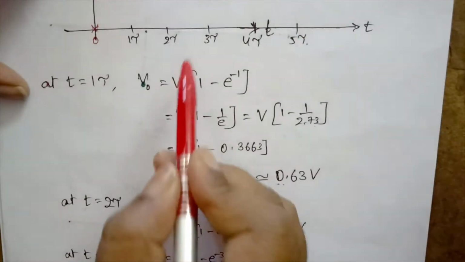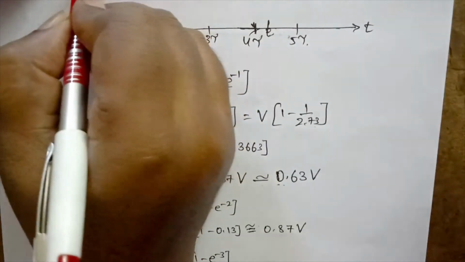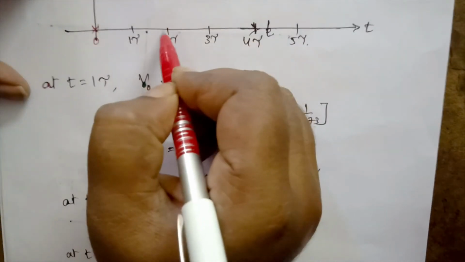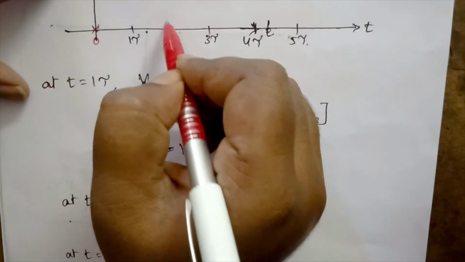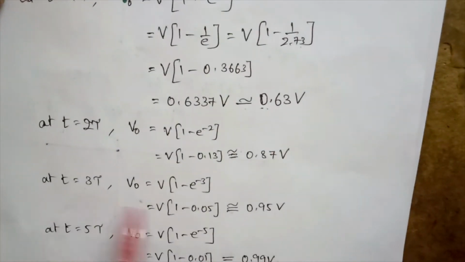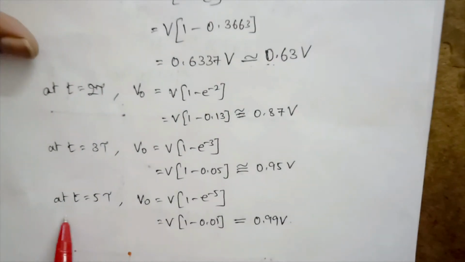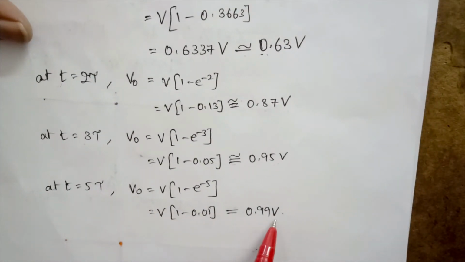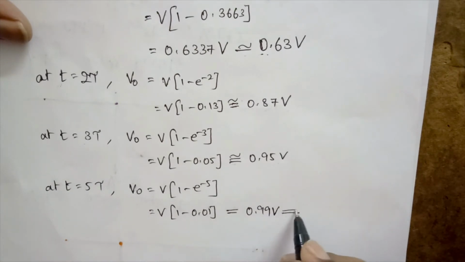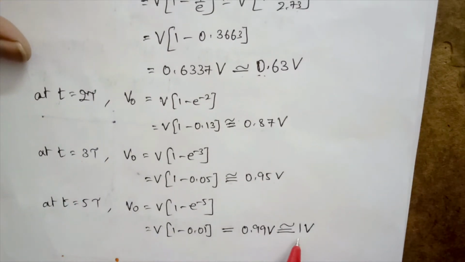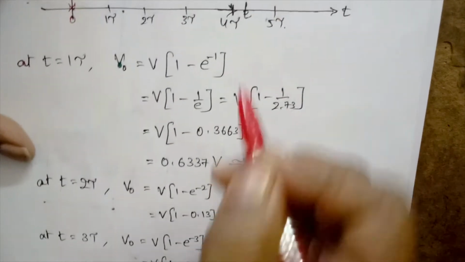So at t equal to 2 tau, we are getting 0.87, and at 3 tau we are getting 0.95. Next, at t equal to 5 tau, we are getting 0.99 V. That means it is approximately equal to 1 V. Here it is not volts, it is V, so it is approximately equal to V.